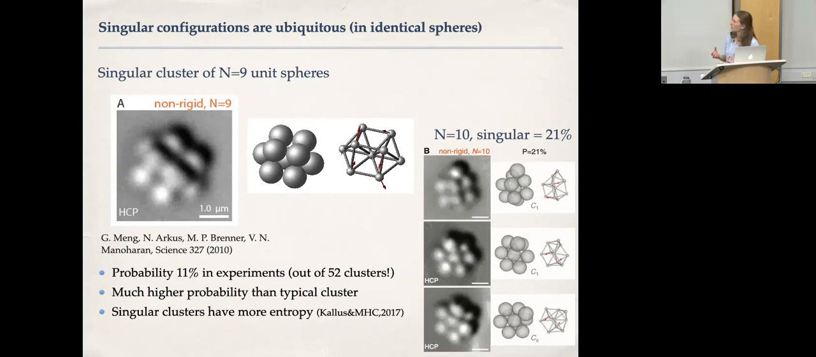So if you're looking at packings of identical spheres, then one of my experimental collaborators, Vinny Manaharn, has measured that these sort of singular sphere packings occur with quite high probability. And there's a reason for that. The reason is that these zero modes give the clusters a lot of entropy, a lot of sort of wiggle room. So that stabilizes them. That gives them higher probability of being observed.